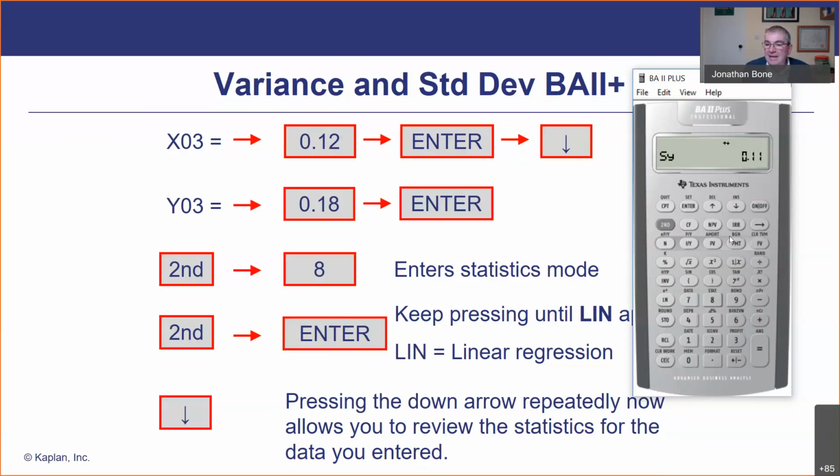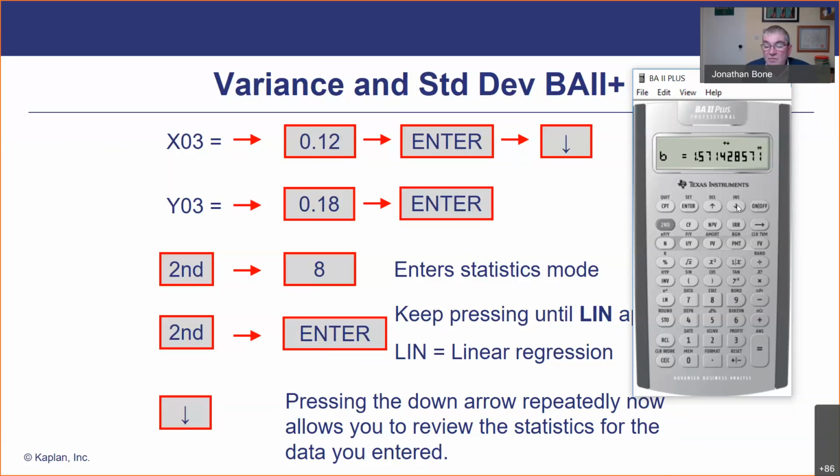I'm going to keep on going through my data. There's population standard deviation for the second asset, again irrelevant. You then get A. Now, A would be the intercept of a regression line when you plot the data for asset A and asset B.